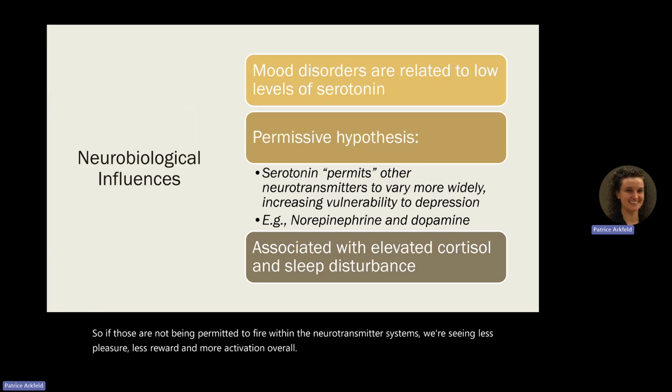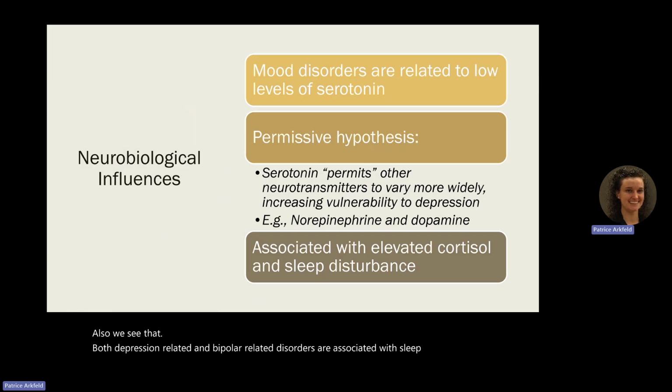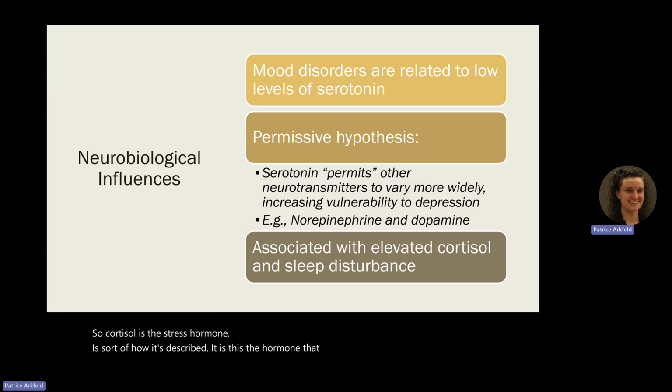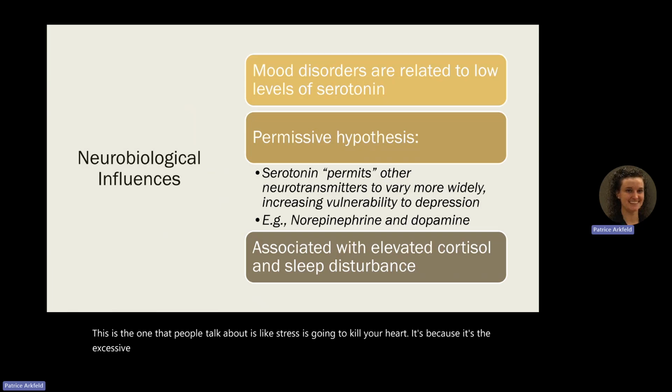Also, we see that both depression-related and bipolar-related disorders are associated with sleep disturbance and excessive or elevated levels of cortisol. So cortisol is the stress hormone, is sort of how it's described. It is the hormone that gets emitted when we are in high tense situations. This is the one that people talk about as like stress is going to kill your heart. It's because excessive amounts of cortisol cause damage to the body.